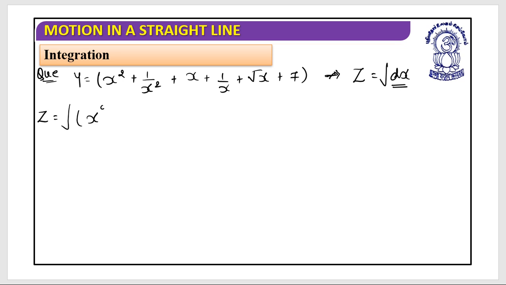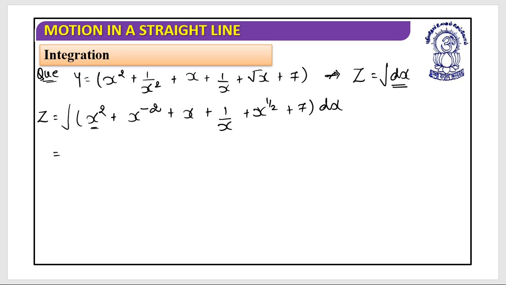So it would be x square plus, it's 1 by x square, so this is x to the power minus 2, plus x, but I am not going to write it as x to the power minus 1. Keep this as 1 by x, plus root x, which is x to the power half, plus 7 dx. I need to integrate this.